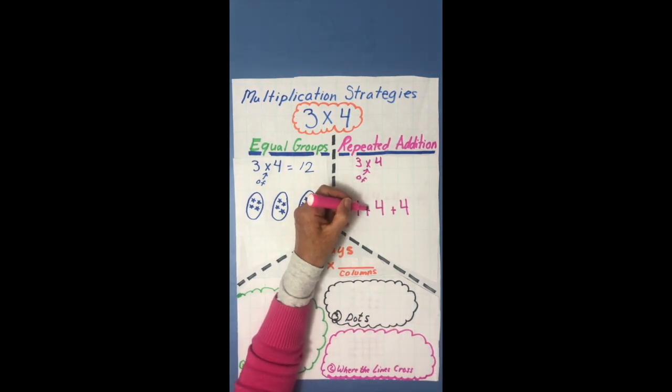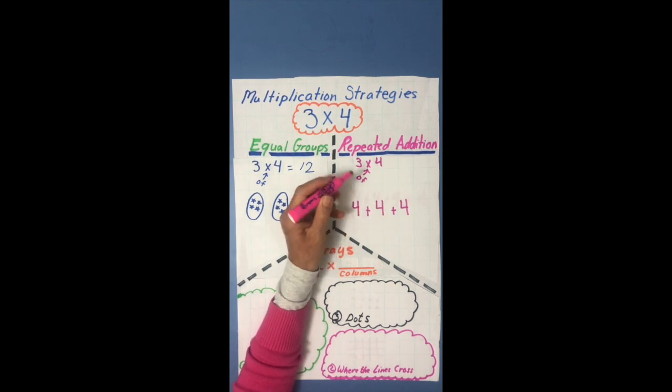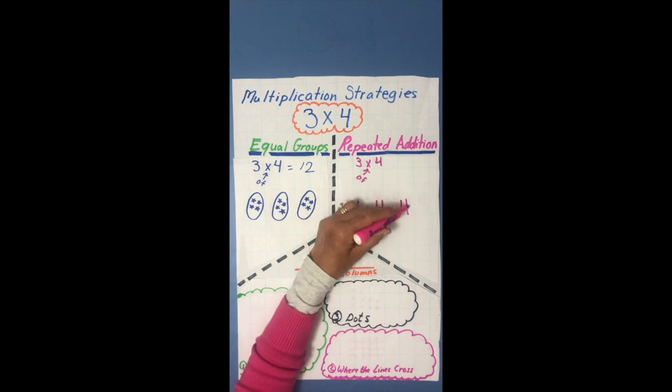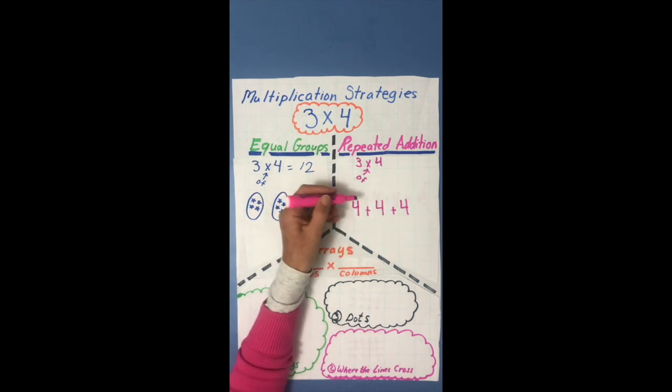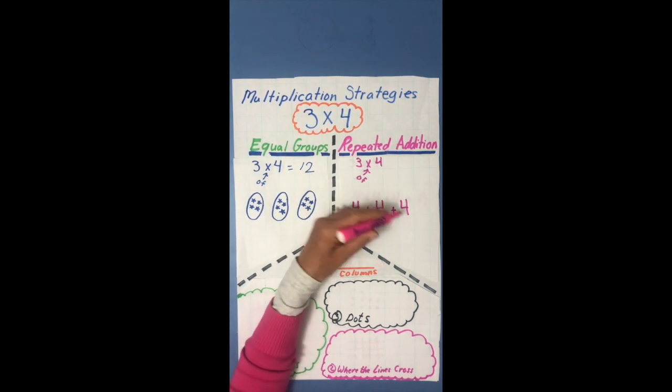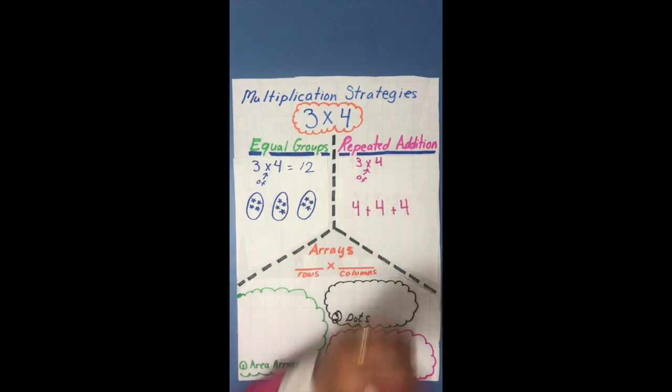A lot of people think it's repeated addition because you keep repeating the plus sign, but really what signifies repeated addition is that this number keeps repeating. So whenever you have a number that keeps repeating, that's repeated addition. Obviously you do have to have a plus sign, but what's repeating here is the number.